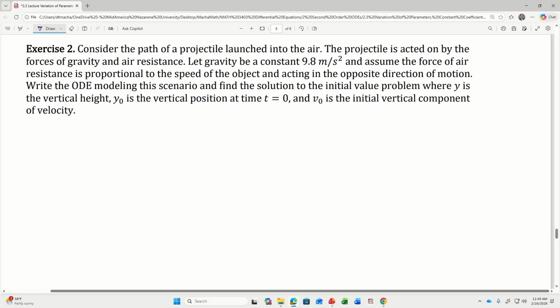Exercise 2. Consider the path of a projectile launched into the air. The projectile is acted on by forces of gravity and air resistance. Let gravity be a constant 9.8 meters per second squared and assume the force of air resistance is proportional to the speed of the object moving and acting in the opposite direction of motion. Write the ODE modeling this scenario and find the solution to the initial value problem where y is the vertical height, y0 is the vertical position at time t equals 0, and v0 is the initial vertical component of velocity.